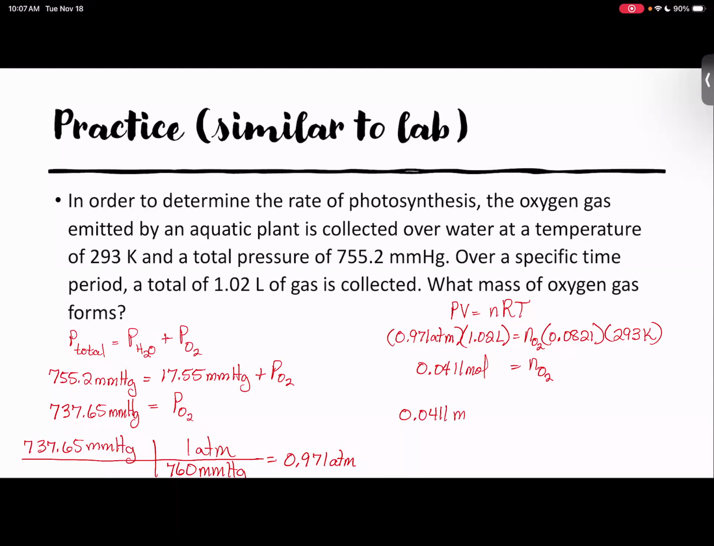But we were asked for the mass of oxygen, so we're going to take that 0.0411 moles of oxygen and convert that into mass of oxygen with the fact that there are 32 grams of oxygen per 1 mole of oxygen. So in other words, our mass of oxygen is 1.32 grams of oxygen.